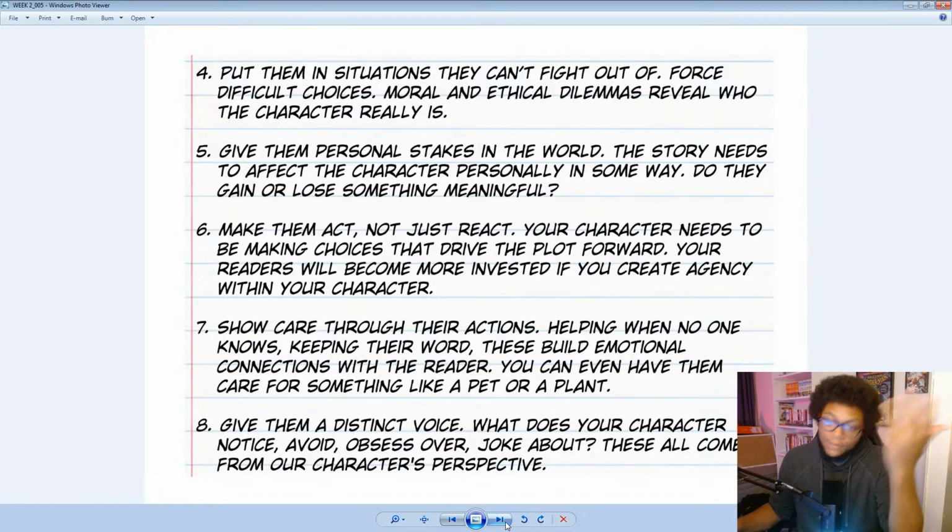So number 4, the next one: put them in situations they can't fight out of, force difficult choices, more ethical dilemmas, reveal who the character really is. Just like the Buffy example, she could live happily ever after with her boyfriend, who is finally good again, or she can kill him so that she can save the world. That is a hard choice. Obviously, if you watch the entire series, then you know that she goes through a lot.